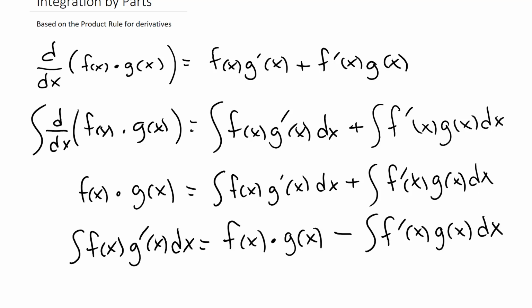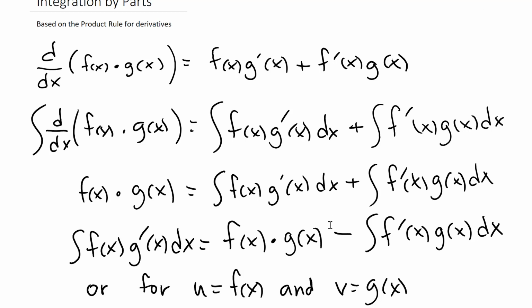And so you get the integral of f of x g prime of x dx is equal to the two functions multiplied together, take away the integral of f prime of x g of x dx. And often this is rewritten in terms of u and v rather than in terms of f of x and g of x. So let me just show you that with this substitution.